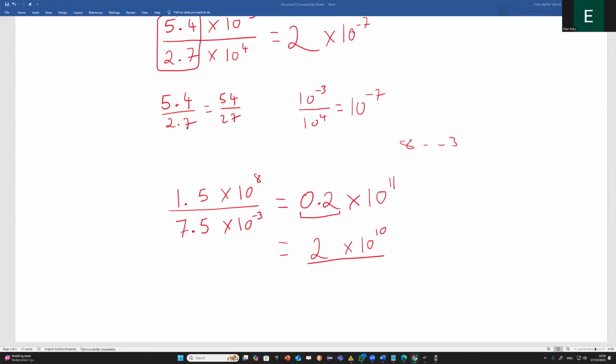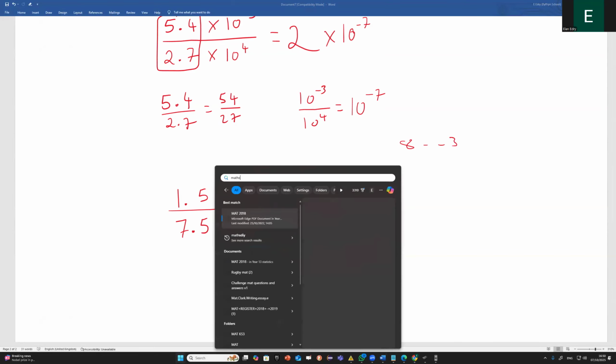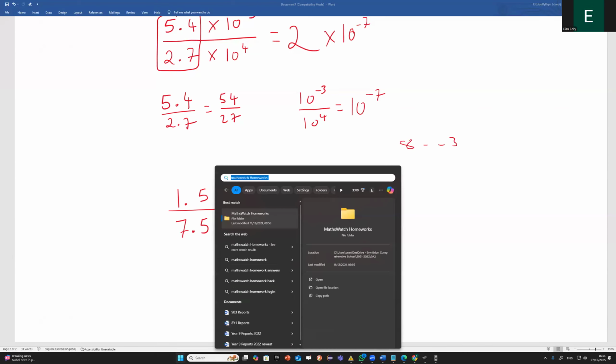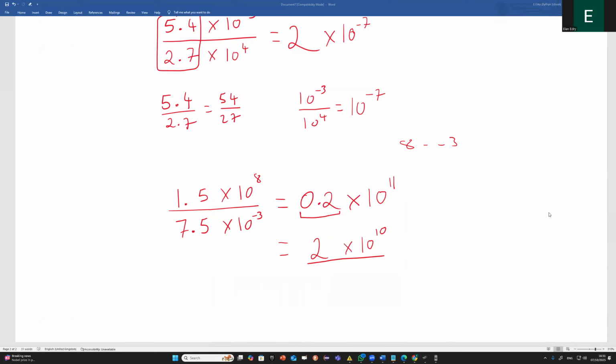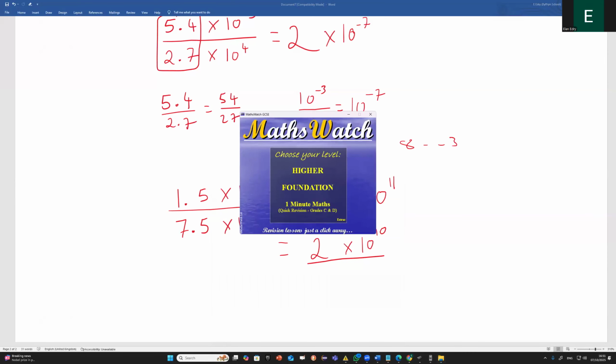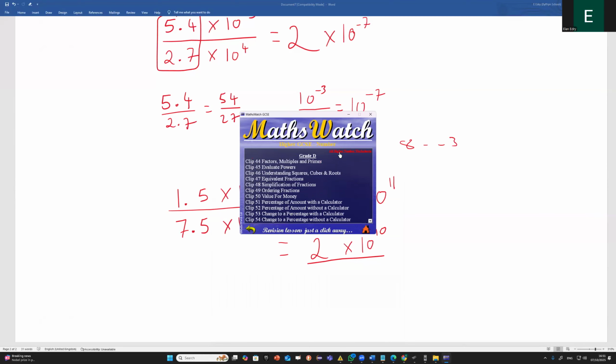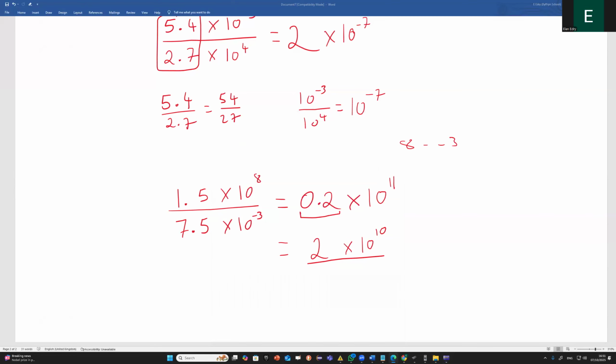That's brilliant. I'm just going to look at MathSwatch to get some more questions. I've got my old one, that's the old one. I haven't got the new one. Use the old MathSwatch, if it will let me. I'll see if it will. There we go.